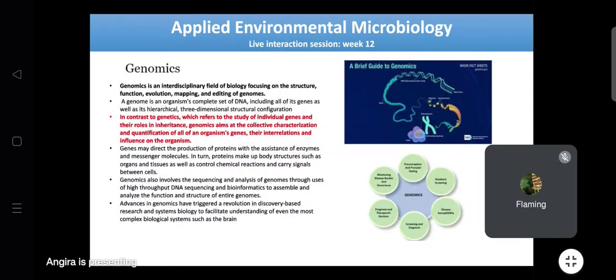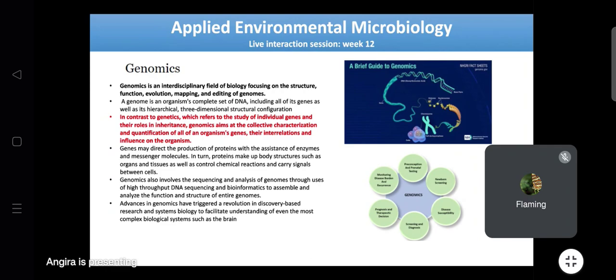So now we have got a brief idea of metabolomics. Now let's see what is genomics. So genomics is an interdisciplinary field of biology focusing on structure, function, evolution, mapping, and editing of genomes. So a genome of an organism is basically a complete set of DNA that includes its genes and its hierarchical three-dimensional structural configuration. So if you are aware of what genetics is, genomics is actually very contrasting to genetics.